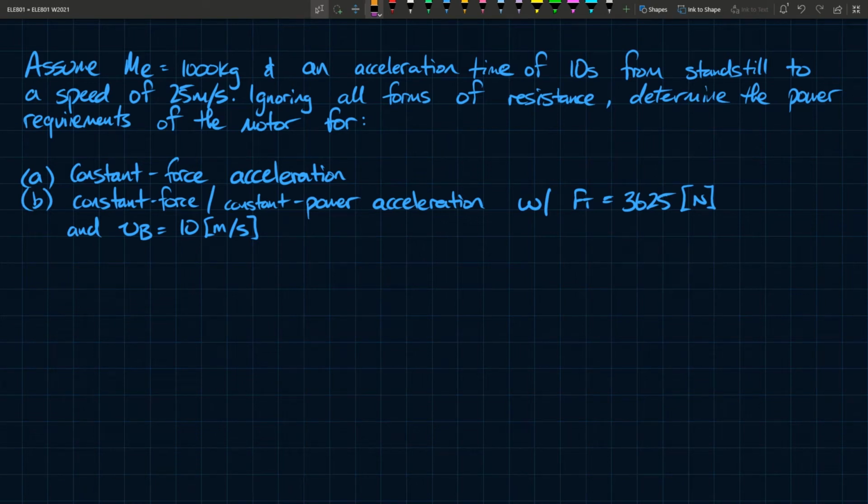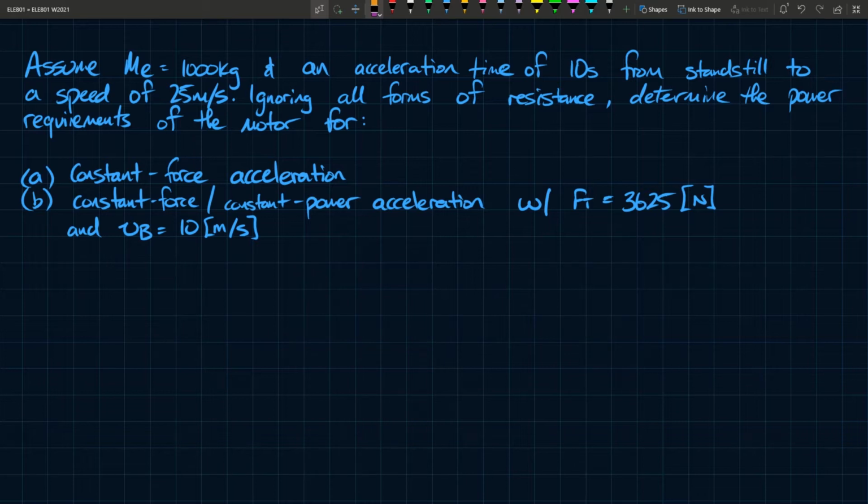Alright, so in this video we're going to take a look at an example related to the torque speed characteristic that we introduced recently. Essentially, we're going to compare the acceleration of a vehicle under two different modes of operation.